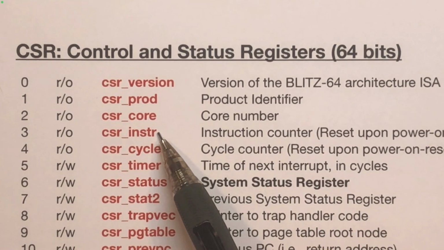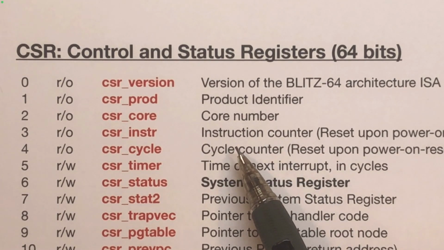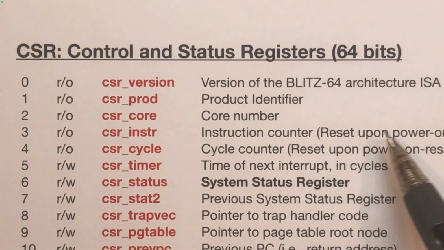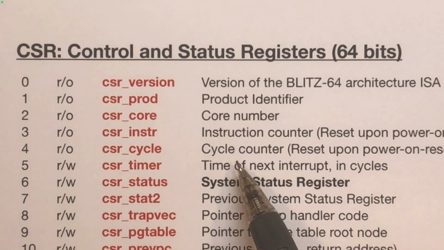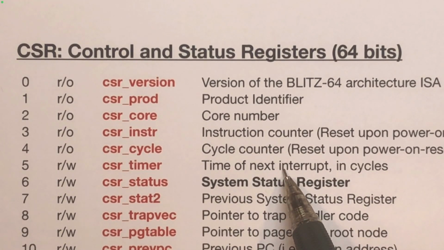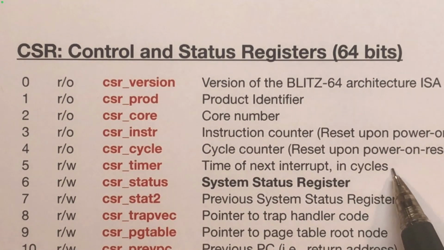The instruction register will be incremented automatically after each instruction is executed, and the cycle register will be incremented once every clock cycle. Both of these two are reset to 0 on power up. From time to time, there will be a timer interrupt, and the kernel will use that to implement time slicing. So the timer register is used to schedule the next timer interrupt.